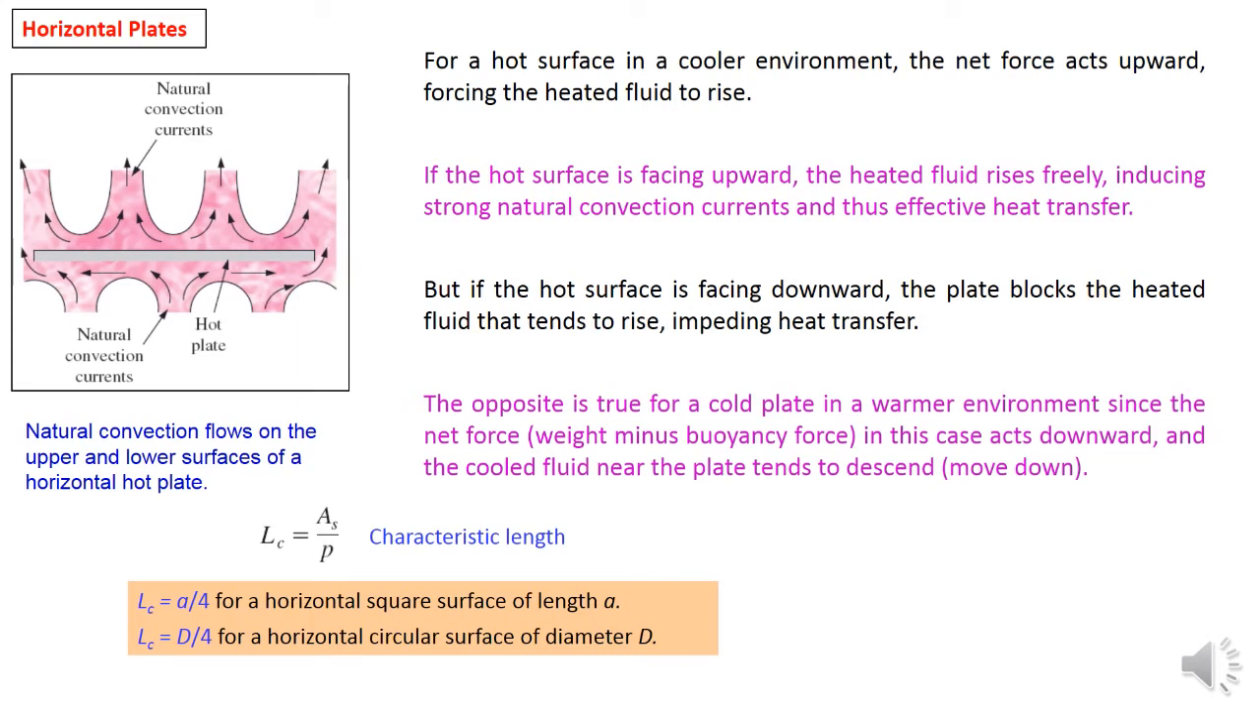Lc is equal to the surface area divided by the perimeter, which is the characteristic length. And for a horizontal square surface of length a, the characteristic length is equal to a divided by 4. And for a circular surface of diameter D, D divided by 4 is the characteristic length.